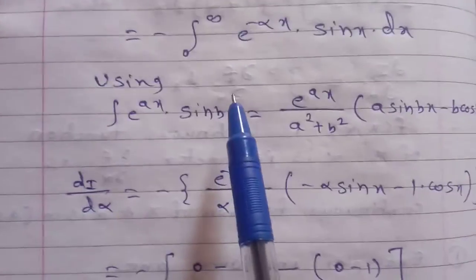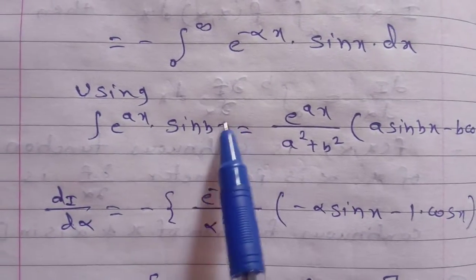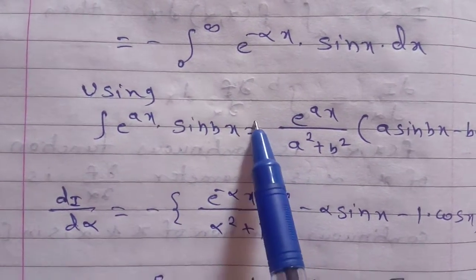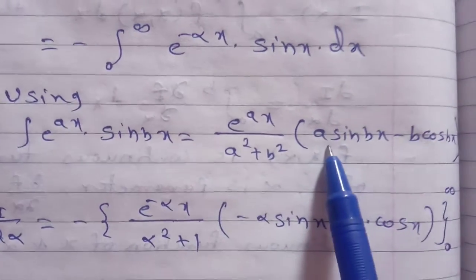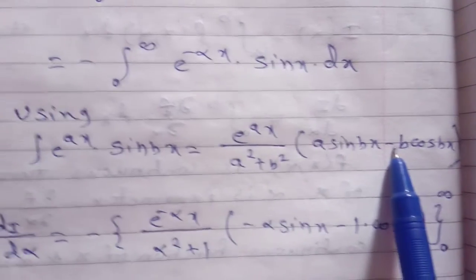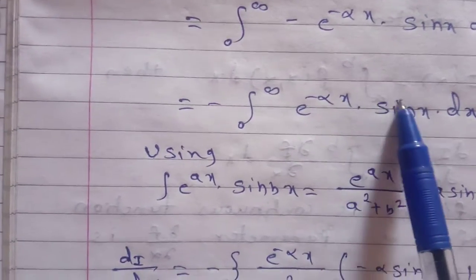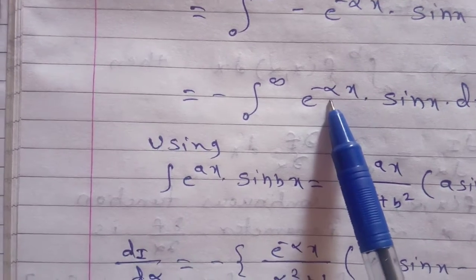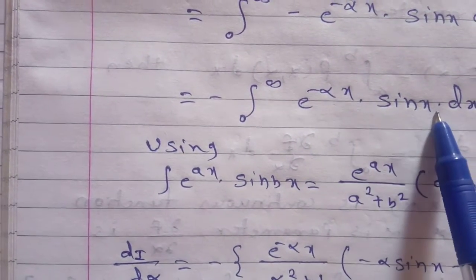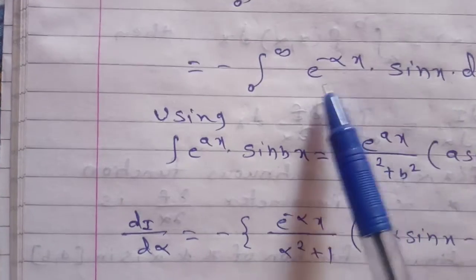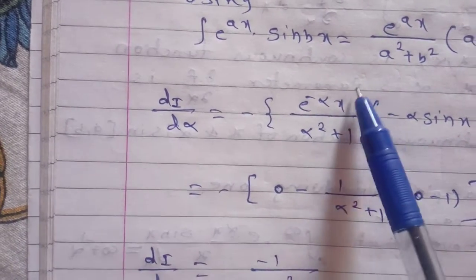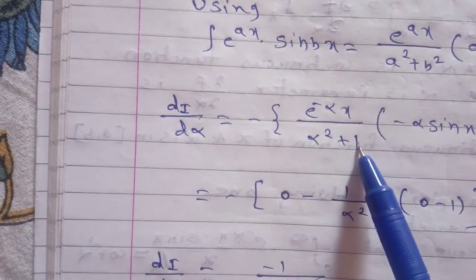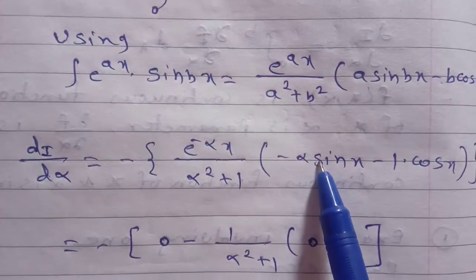Then using this formula, you know this formula, the integration of e raised to ax sin of bx is equal to e raised to power ax upon a square plus b square, a sin of bx minus b cos of bx. In this integral you have to identify the value of a. What is the value of a? A is minus alpha and the value of b, coefficient of x, is 1. Means a is minus alpha and b is 1. Formula is e raised to power minus alpha x upon alpha square plus 1, in bracket a sin of bx.